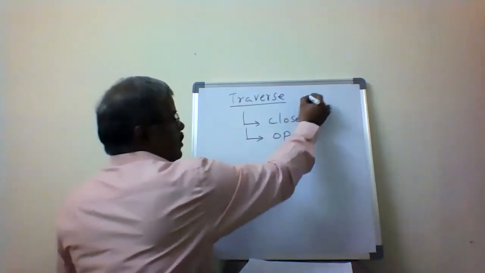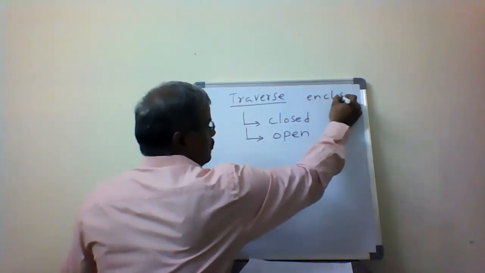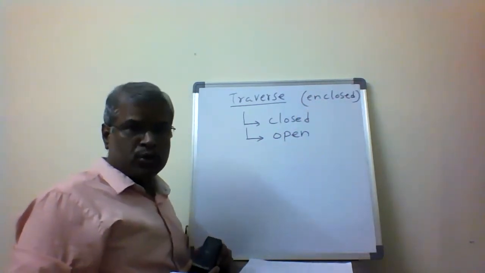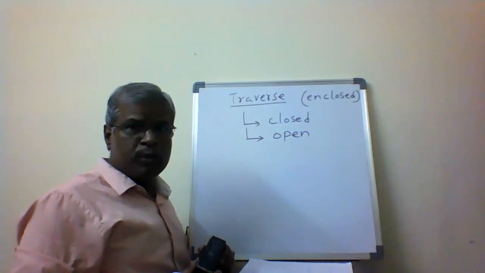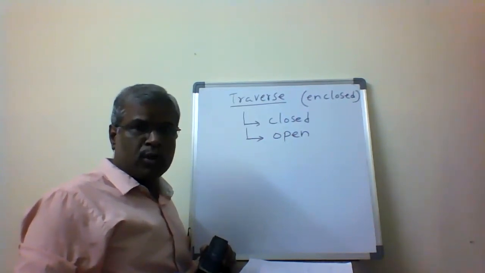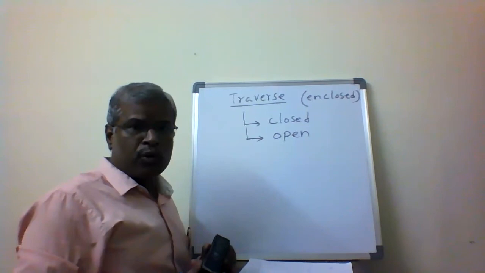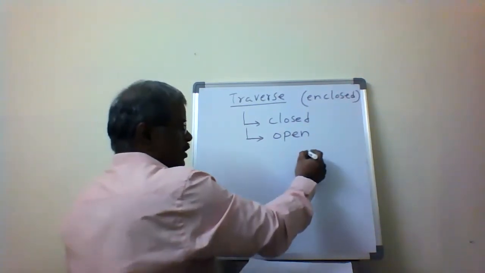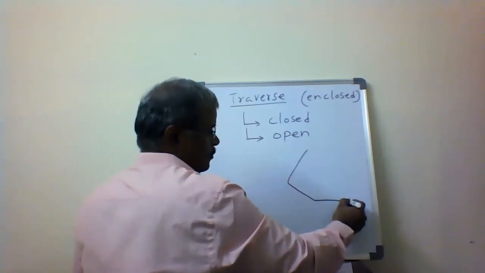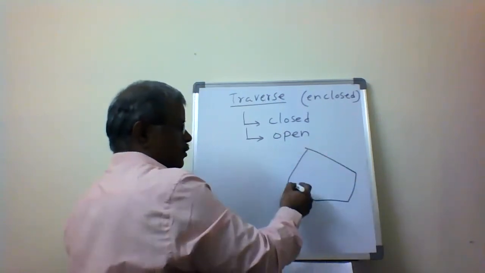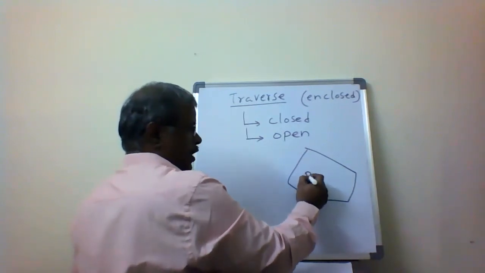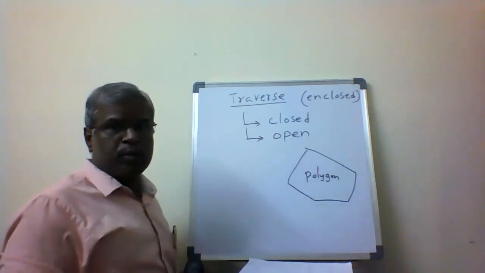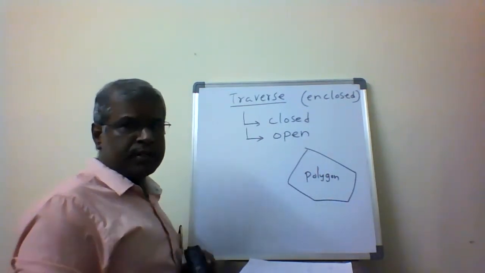Traverse means enclosed. How is it enclosed? If the enclosing boundary is closed, then it is called a closed traverse. If the boundary is open, it is called an open traverse. If I take a polygon, the boundary has a polygon shape, and that is called a closed traverse.